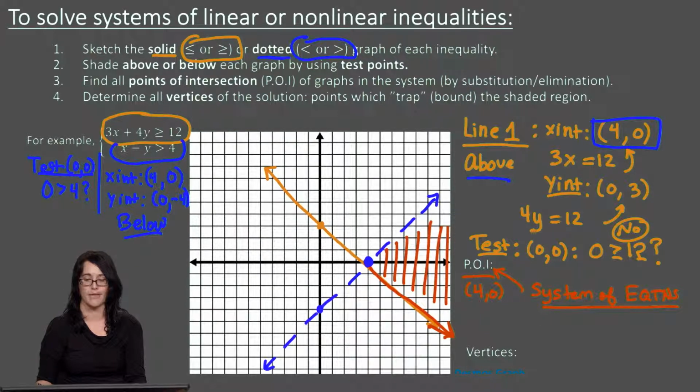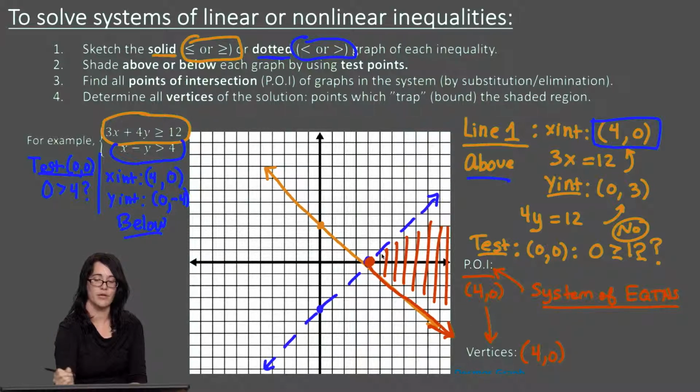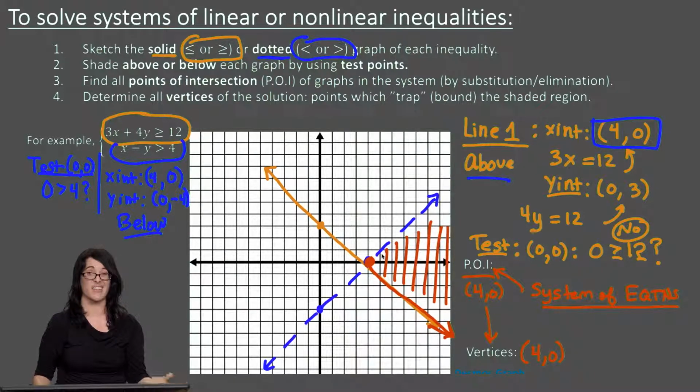So you would end up getting x equals 4 and y equals 0 for the point 4, 0. So once you found that point of intersection, if it is in fact a point that also traps the shaded region, then you would call it one of your vertices. And in fact, it is a corner of our shaded region. So that is our one and only vertex in this case.